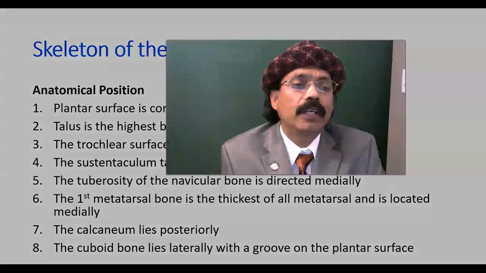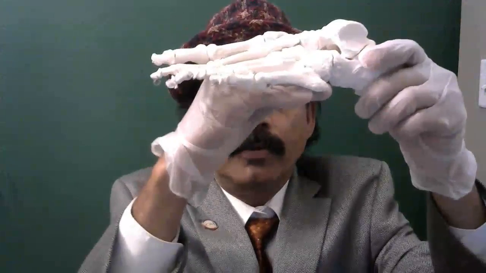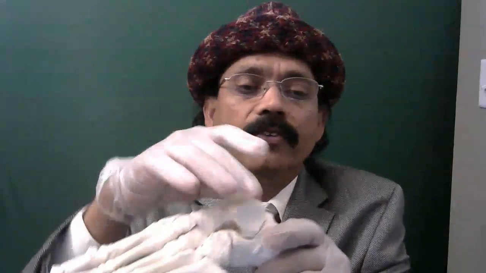So this is our skeleton of the foot. This is concave, this is the plantar surface. This is the dorsal surface. This is the talus, the topmost bone. This is the calcaneum bone. And this is the navicular bone. The tuberosity of the navicular bone is here. And this is the sustentaculum tali, a shelf-like medial process of the calcaneum bone.